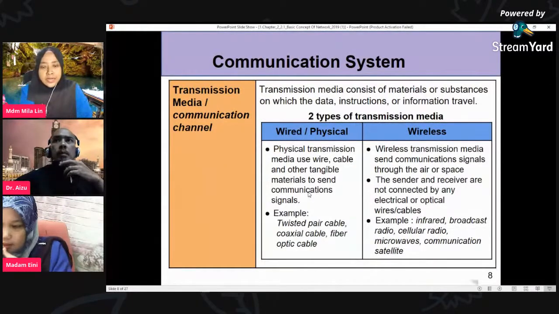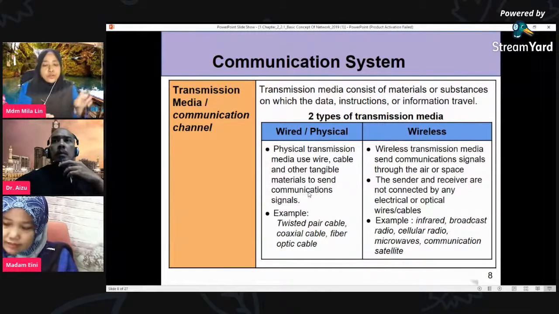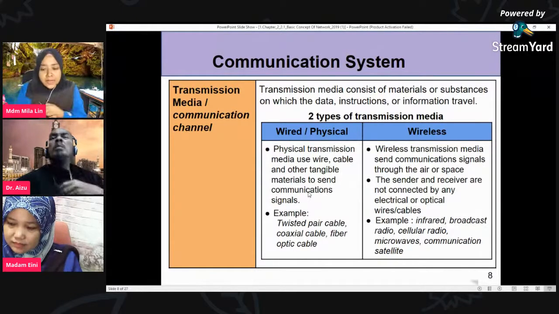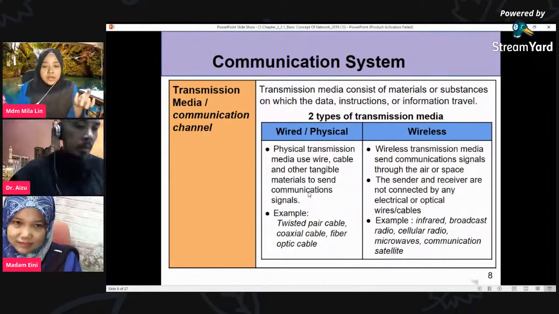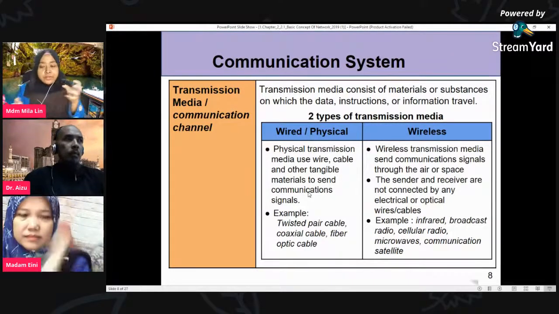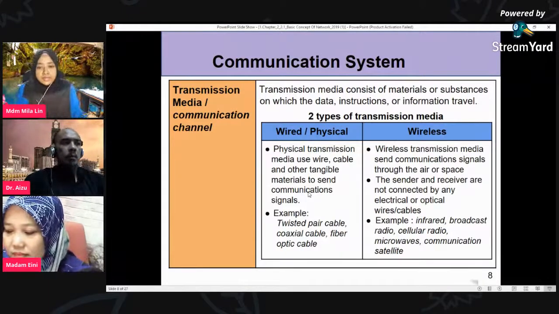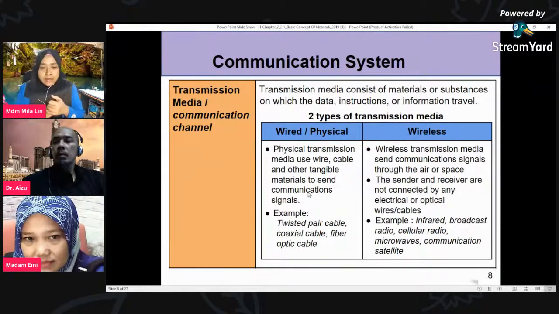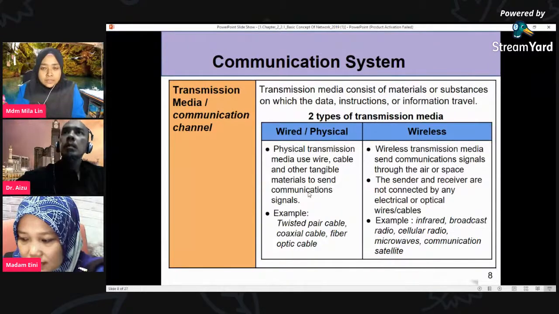Next, transmission media. Most of the students actually get confused differentiating between communication device and transmission media. Okay, a communication device is a device that we can hold, we can touch, we can see. But transmission media consists of material or substance which is used to make the information or instruction travel from one device to other devices. Okay, so make sure you clearly understand the difference between transmission media and communication device.